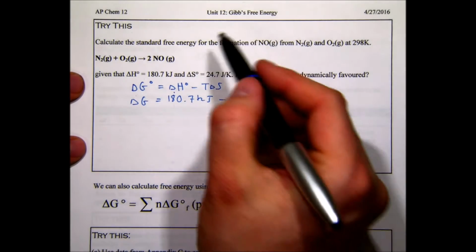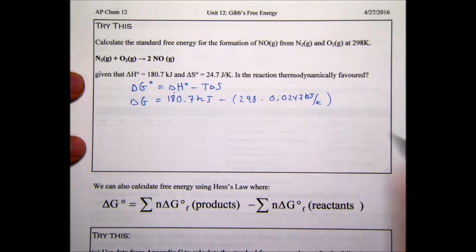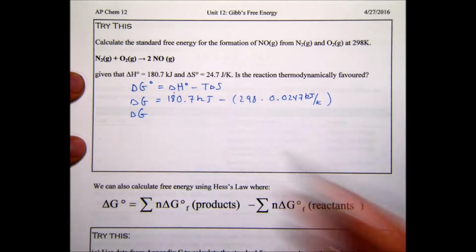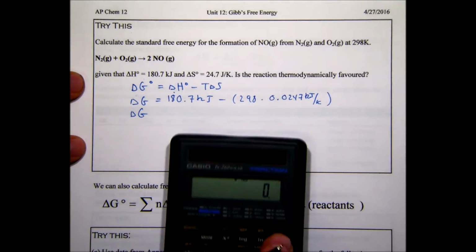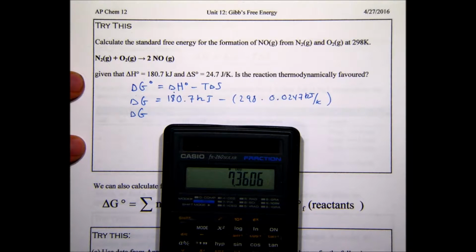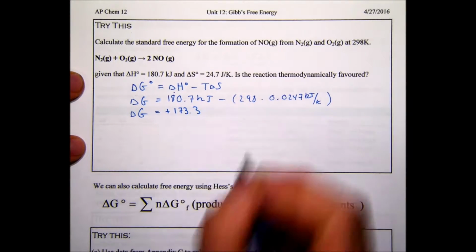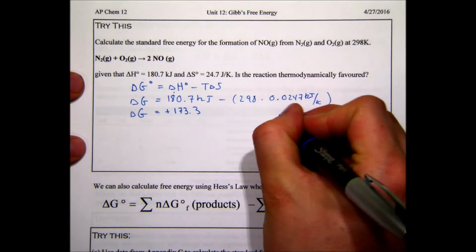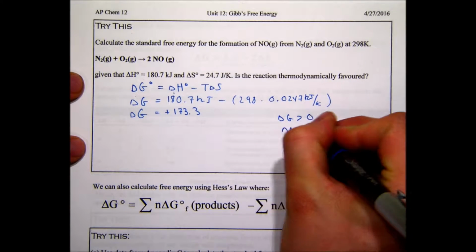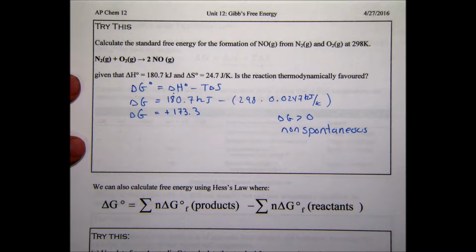You'll notice that the units on entropy are in joules per Kelvin, and we need it to be in kilojoules. So we can go through and actually calculate that. 180.7 take away 298 times 0.0247 is 173.3. So delta G is greater than 0, so this is non-spontaneous. In other words, there will be no increase in the entropy of the universe, therefore it's not going to work.